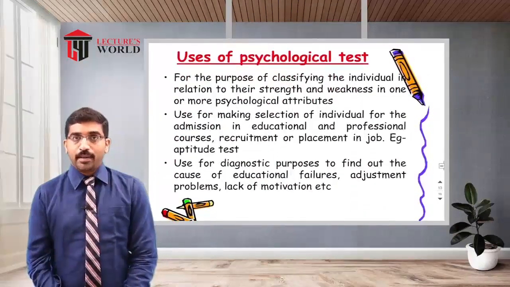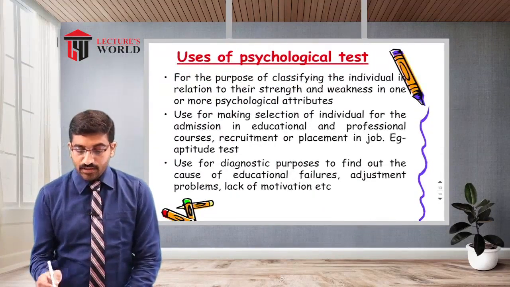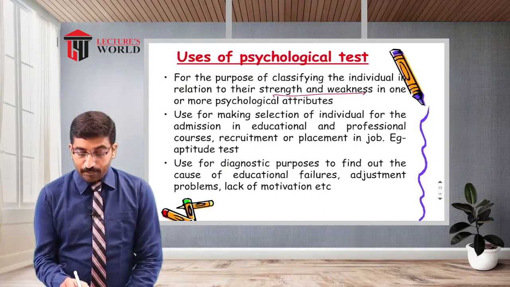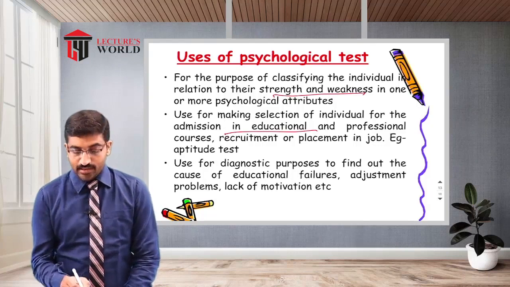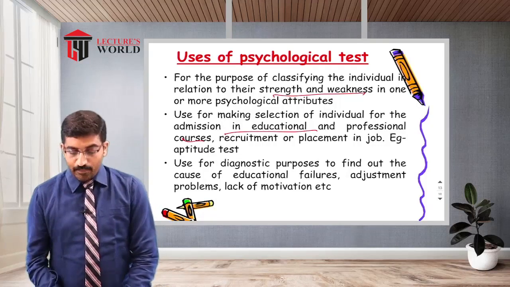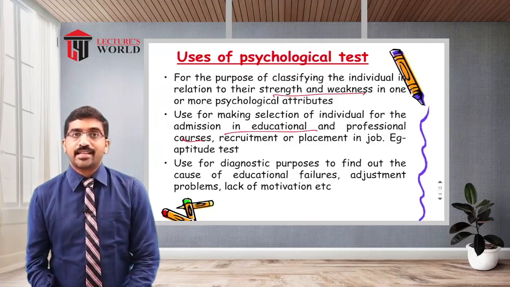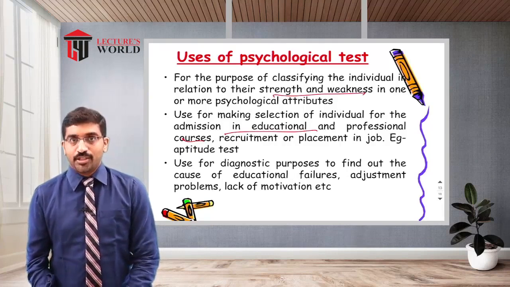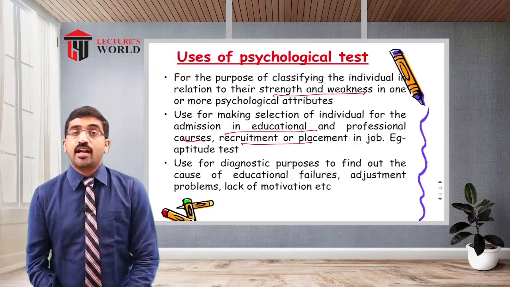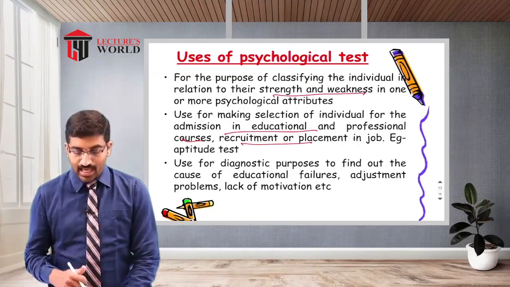Already I told you about the purpose of the test, and still I repeat the uses of psychological tests, because we have to identify relations or strengths and weaknesses. Then we have to apply for educational and professional courses. For example, if I want to get admitted into my course, I will go through an interview or maybe some examination, then I will get admission. So that is an aptitude test. Or any recruitment: if I want a job, some jobs have an interview or examination, an aptitude test.